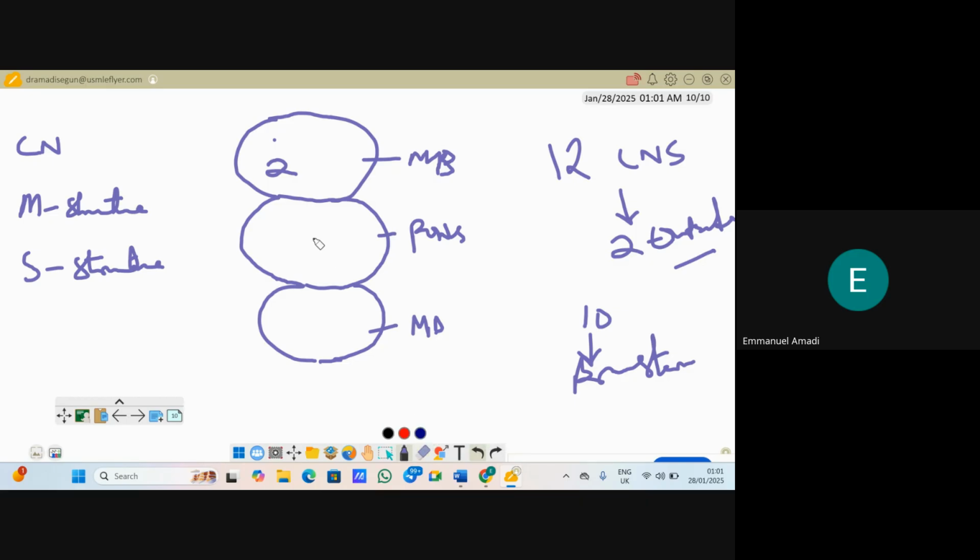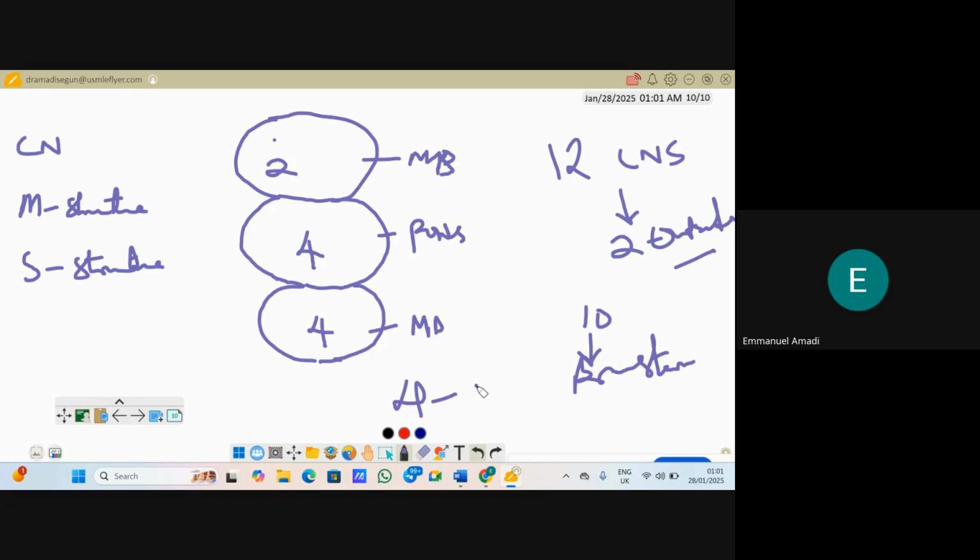Then the other four is in the pons. The other four is in the medulla. So the rule, or the mnemonic they use, is that four of the cranial nerves are above the pons, four are in the pons, and the other four are in the medulla, which is below the pons. So look at the mnemonic to help you remember.